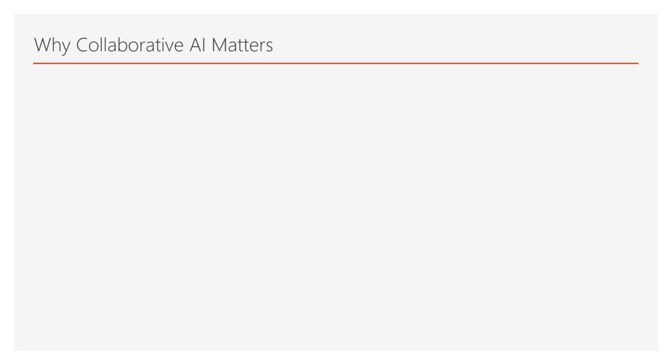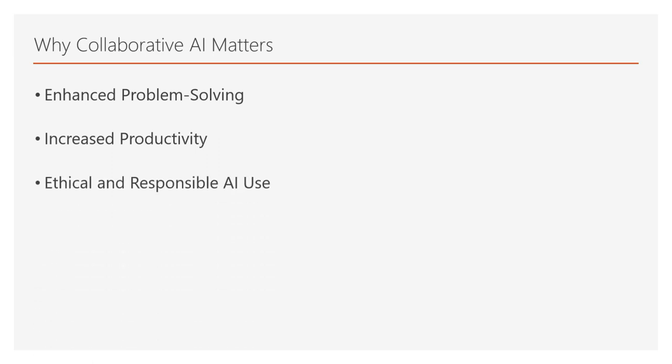Now let's discuss why collaborative AI matters. That is essentially the importance of collaborative AI. First of all, the collaboration leverages the strengths of both humans and AI for more robust solutions. This actually leads to enhanced problem solving. Another reason is that combining human creativity with AI efficiency enhances overall productivity. Last but not least, ethical and responsible AI use emphasizes the importance of ethical considerations and human oversight.